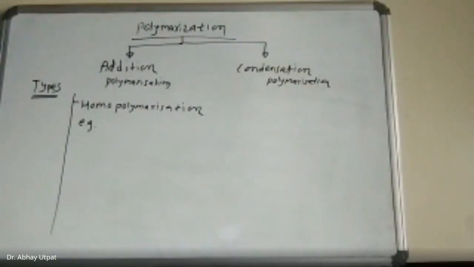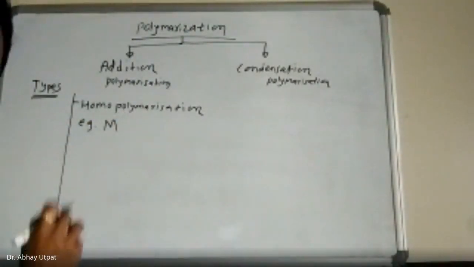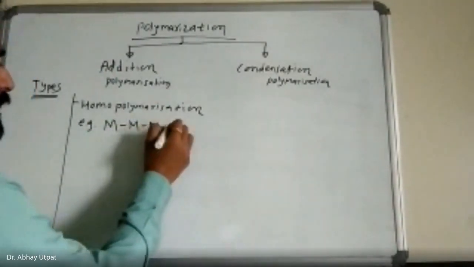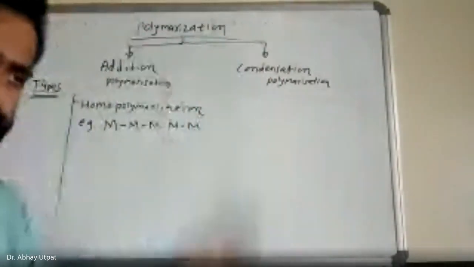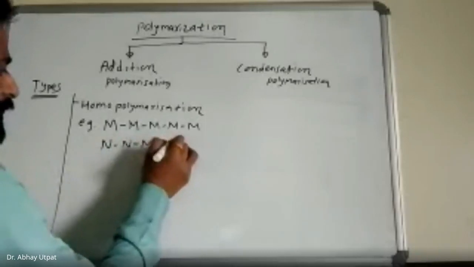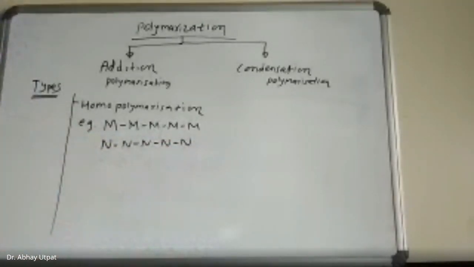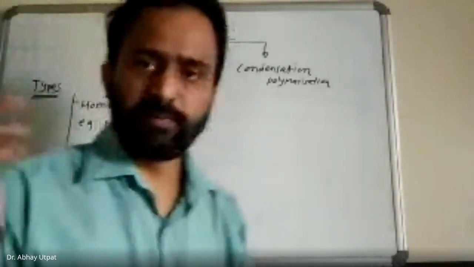Example, if M is monomer, then it is a continuous chain M, M, M, M in this way up to n numbers. So homopolymerization is simple. One monomer is attached to another monomer, the same monomer is attached to another monomer in this way.